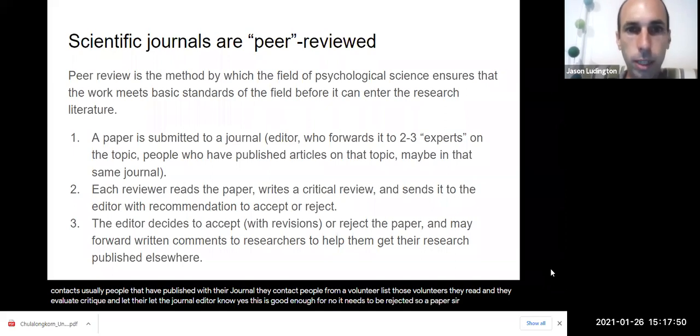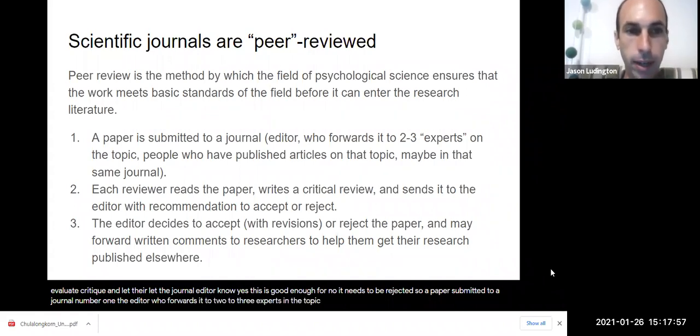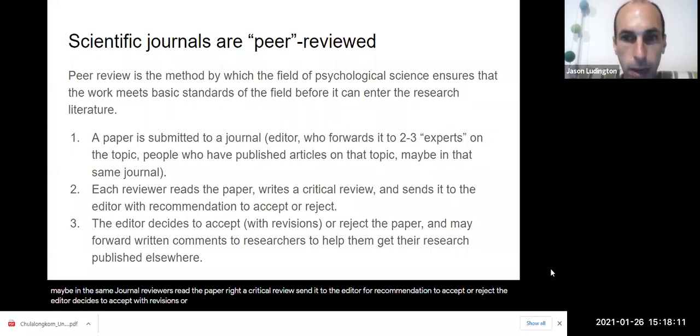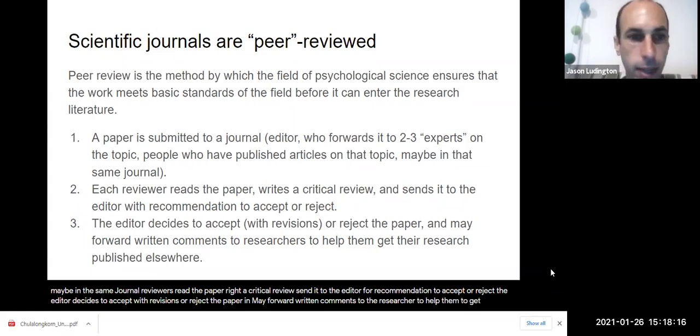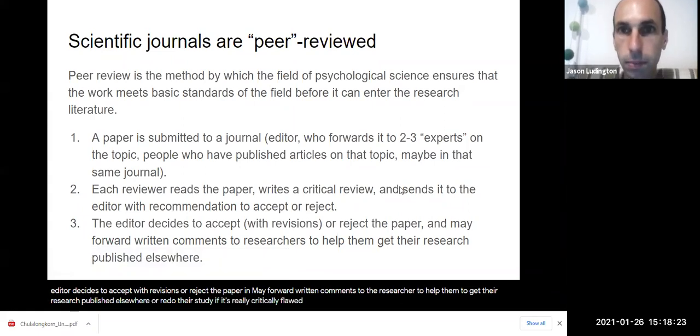So a paper submitted to a journal, number one, the editor forwards it to 2 to 3 experts in the topic area, people who have published articles in that area, maybe in the same journal. Reviewers read the paper, write a critical review, and send it to the editor with a recommendation to accept or reject. The editor decides to accept with revisions or reject the paper, and may forward written comments to the researcher to help them get their research published elsewhere, or redo their study if it's really critically flawed.